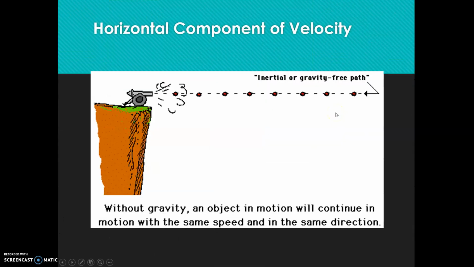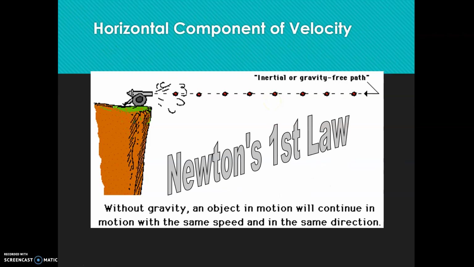So we can look at this. As you shoot a cannon, it will fly and it will continue flying. If there was no gravity, this would continue going straight forever. How far it goes depends on how fast it's shot and how long you are measuring it. And this is Newton's first law: an object in motion will continue in its motion unless acted on by another force.